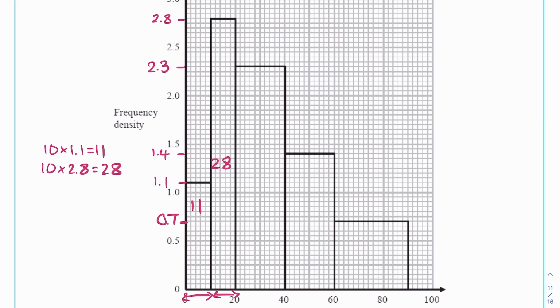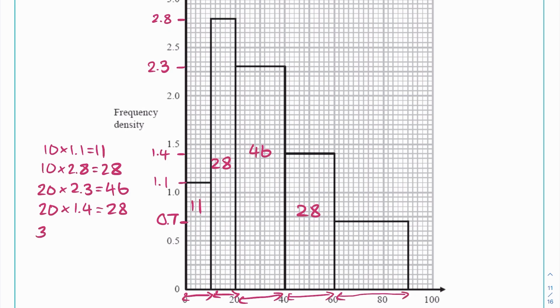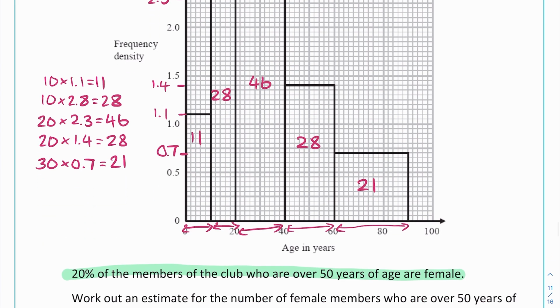The next one has a width of 20. So that would be 20 times 2.3. What's that? That's double 23, so 46. So there's 46 people in there. The next one has a height of 1.4, again another width of 20. So 20 times 1.4, that's double 14, so that's 28. 28 in that bar. And the final one, 0.7, and that has a width of 30. So that's 30 times 0.7. Times that by 10 is 7, times it by 3 is 21. So 21 people in that bar. So that's the frequency of each bar.